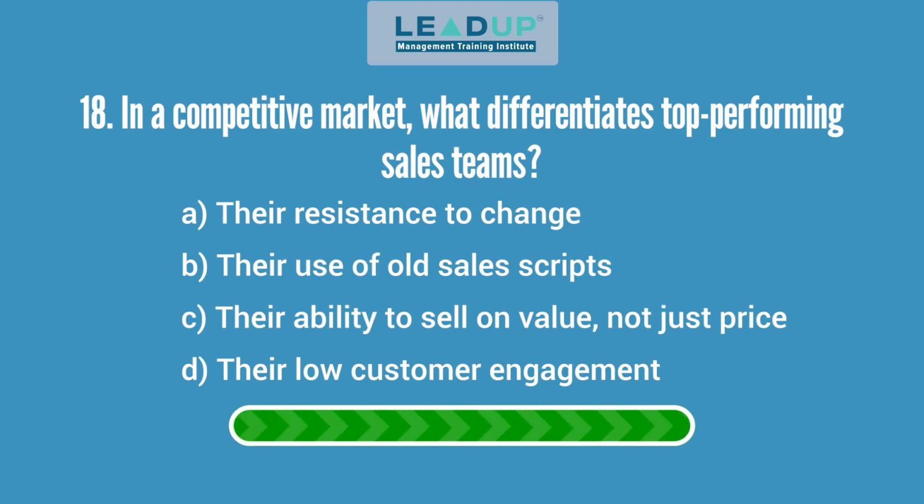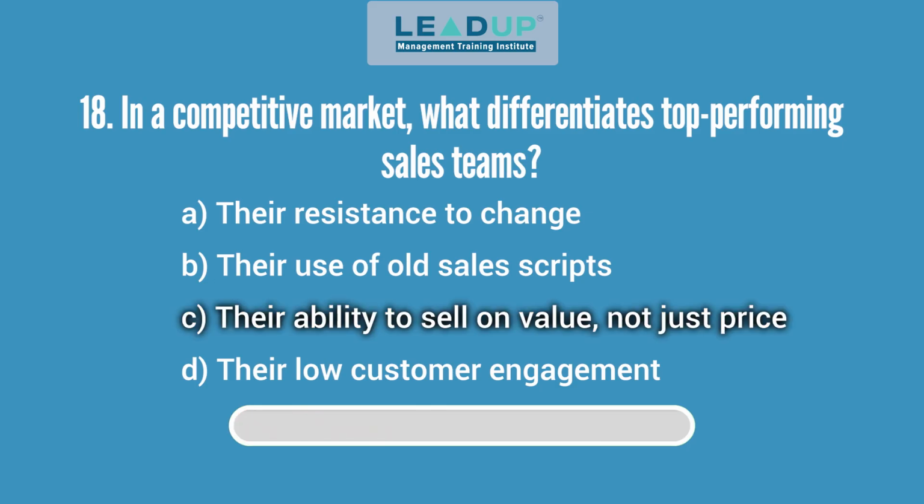Question 18. In a competitive market, what differentiates top-performing sales teams? A. Their resistance to change. B. Their use of old sales scripts. C. Their ability to sell on value, not just price. And D. Their low customer engagement. Answer: their ability to sell on value, not just price.